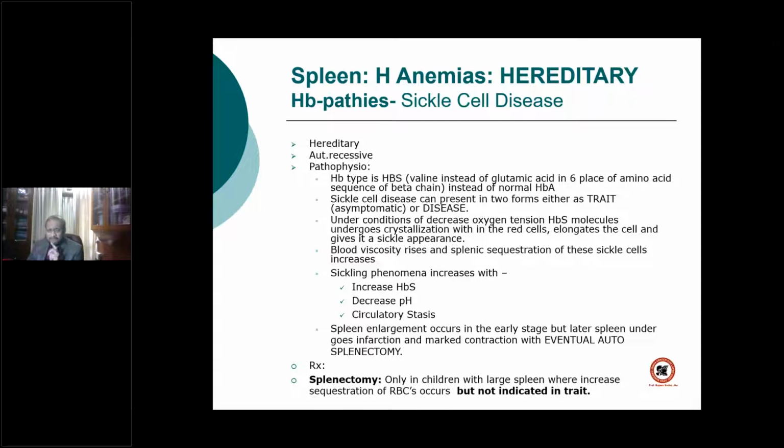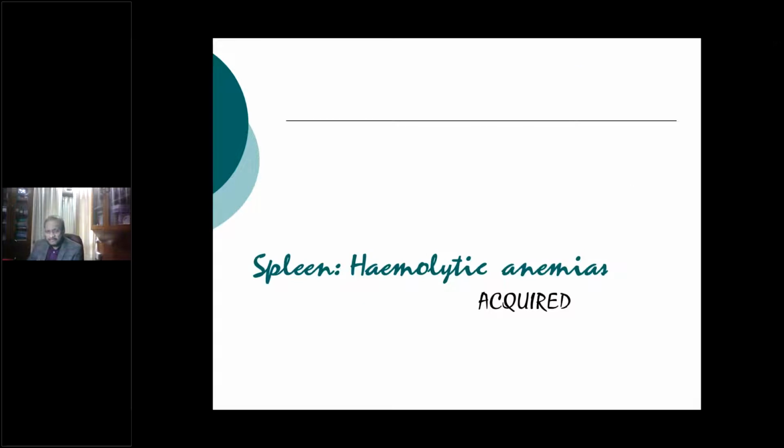But if it doesn't occur, if autosplenectomy doesn't occur, splenic infarction doesn't occur, then you have to carry out a splenectomy, only required in children with large spleens where increased sequestration of RBC occurs, but it is not indicated in trait. I told you, trait, surgeon, no role. Sickle cell disease, yes. When? Usually children or those who have large spleens which are showing signs of increased sickling and destruction.